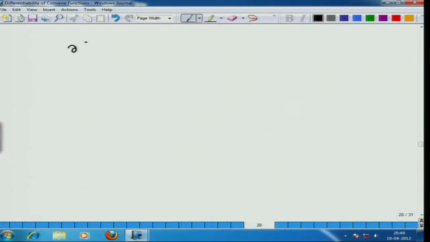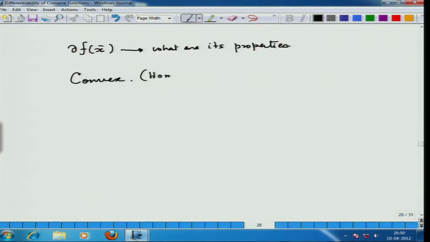So, if I have the subdifferential of a convex function from R^n to R at a point x bar, what are its properties? The first property is that it is convex. This is homework. So, ∂f(x) is a convex set. The second property is that it is closed. It's homework for you.